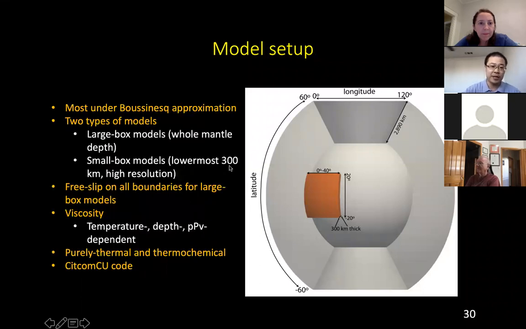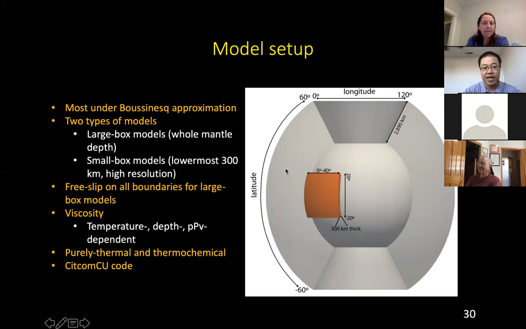And here are some details of the model setup. We use the Boussinesq approximation in most models, but in some models we also consider latent heating, viscous heating, and adiabatic heating using the extended Boussinesq approximation. And there are two types of models: the large box model, which covers the whole mantle depth, as shown by this gray color, and the small box models, which cover the lowermost 300 kilometers. It has really high resolution, like several kilometers resolution.